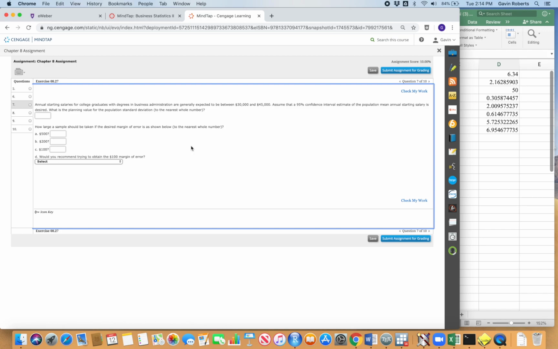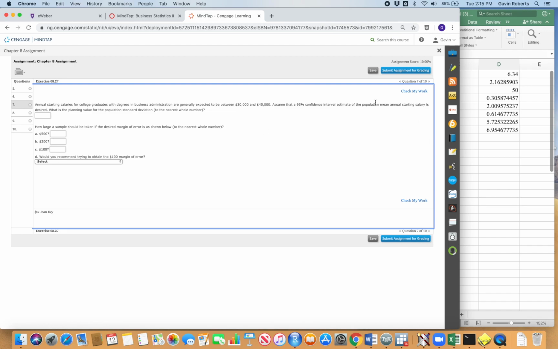Annual starting salaries for college graduates with degrees in business administration are generally expected to be between $30,000 and $45,000. This is why you should be majoring in economics. No, that's ridiculous. Assume that a 95% confidence interval estimate of the population mean annual starting salary is desired. What is the planning value for the population standard deviation to the nearest whole number?